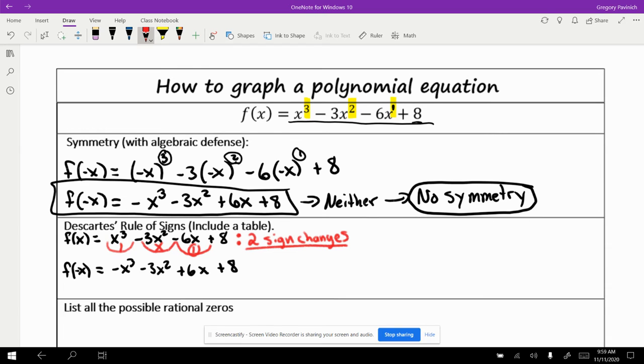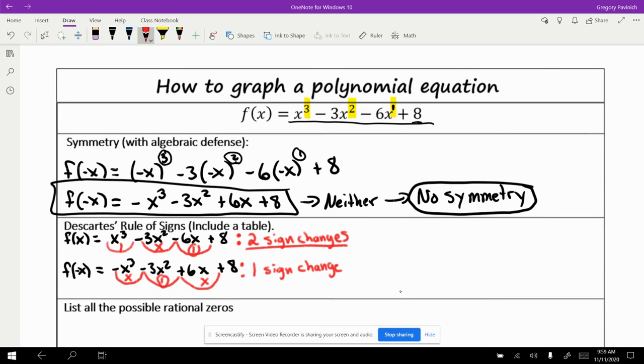Okay, that's all we need to know. It's a pretty easy test. We're going to do the same thing with the bottom polynomial, where the negative x is plugged through. Obviously, if this was an even function, you'd have the exact same function again, but we didn't. We had neither. So I went from a negative 1 to a negative 3, no sign change. A negative 3 to a positive 6, one sign change. A positive 6 to a positive 8, no sign change. So I had one sign change.